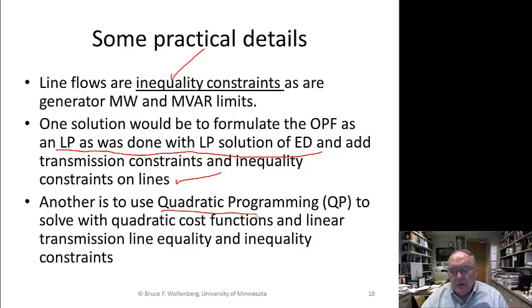Another is to use quadratic programming. This is a very convenient way, because my cost functions are quadratic. My transmission constraints with the DC power flow are linear, and so I can set it up with quadratic programming, which we also have programs for, written using the MATLAB quadratic programming solver. So you can use quadratic programming.